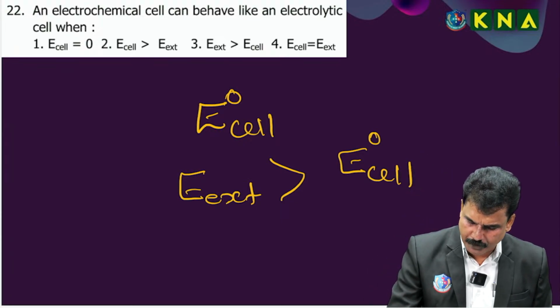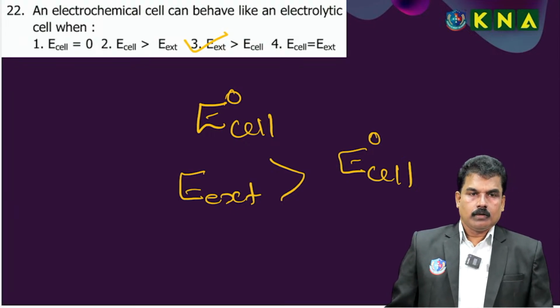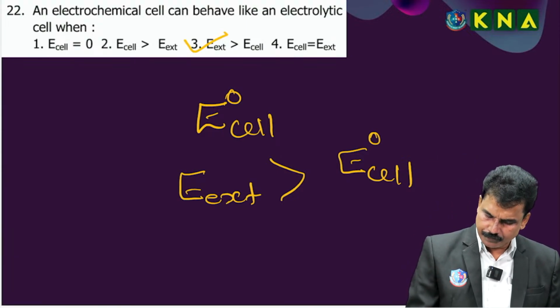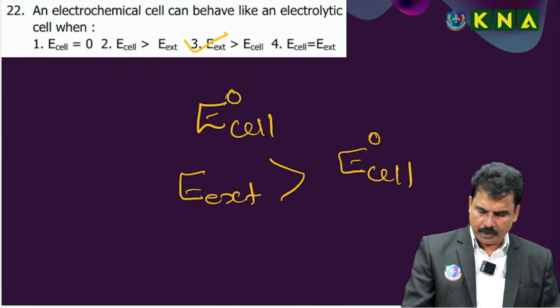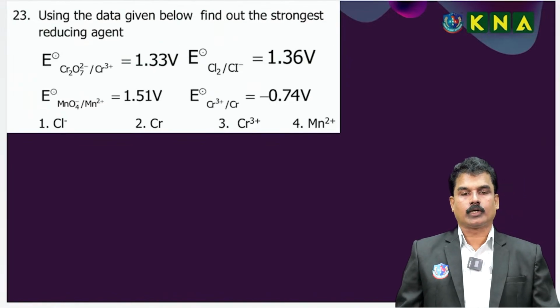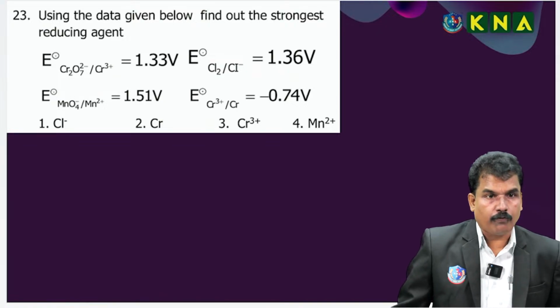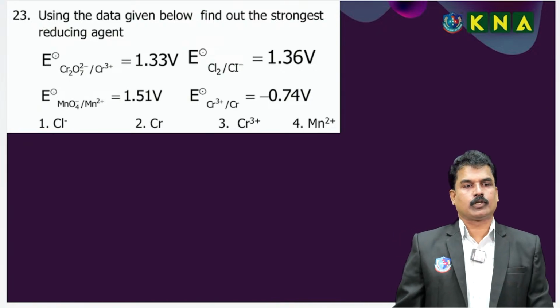So which is the correct option? Third option. A cell has a constant EMF, E0 cell, as an electrochemical cell. When that value is decreasing relative to the external voltage, which is increasing, it is converted into an electrolytic cell. Okay, are we following now? Is it clear? Okay, moving to the next question.